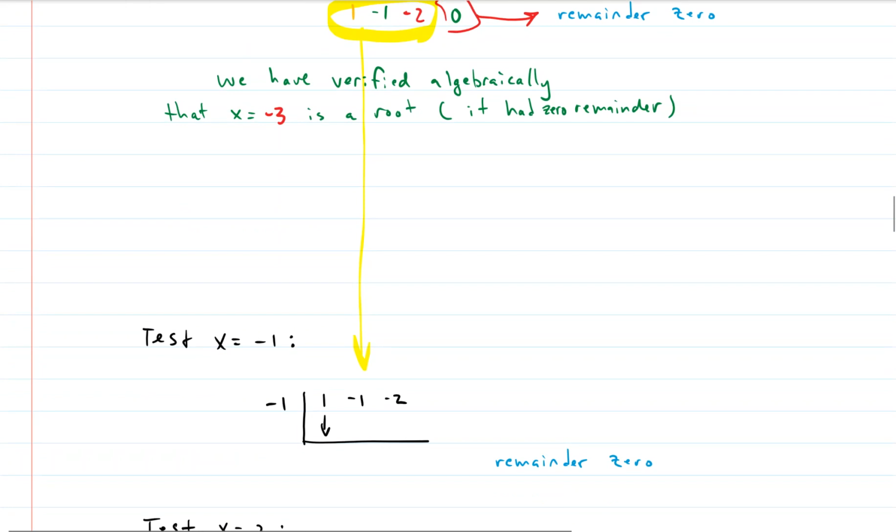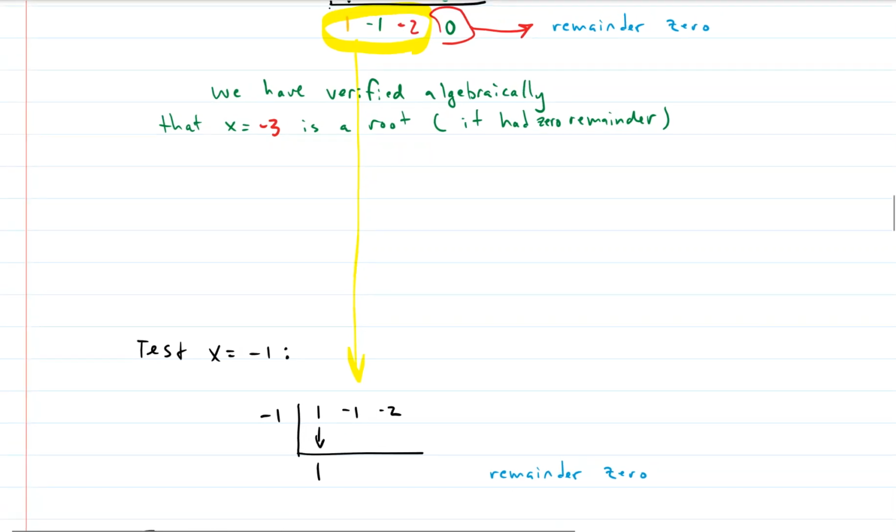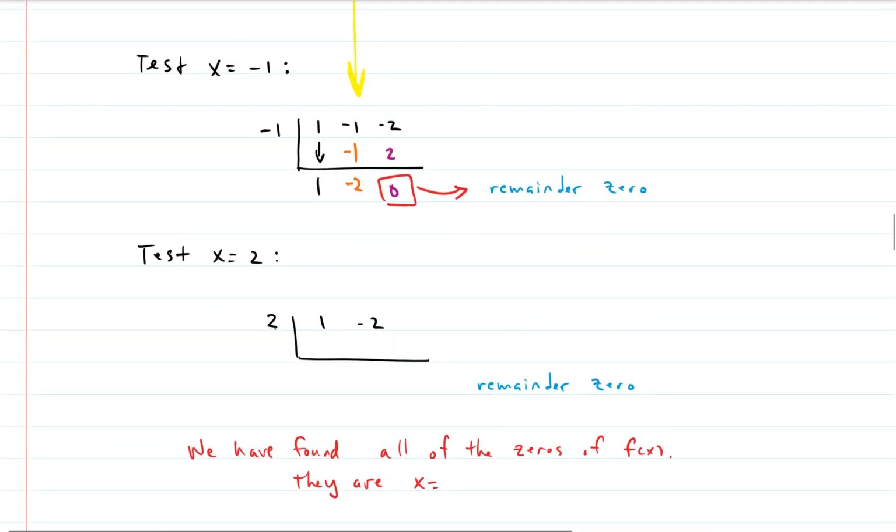So let's keep going. We have 1. We drop the 1 down. Negative 1 times 1 is negative 1. We add and we get negative 2. Negative 1 times negative 2 is positive 2. And we add those and get 0. Perfect. We just confirmed that x equals negative 1 is, in fact, a zero because it has a 0 remainder when we did our division.